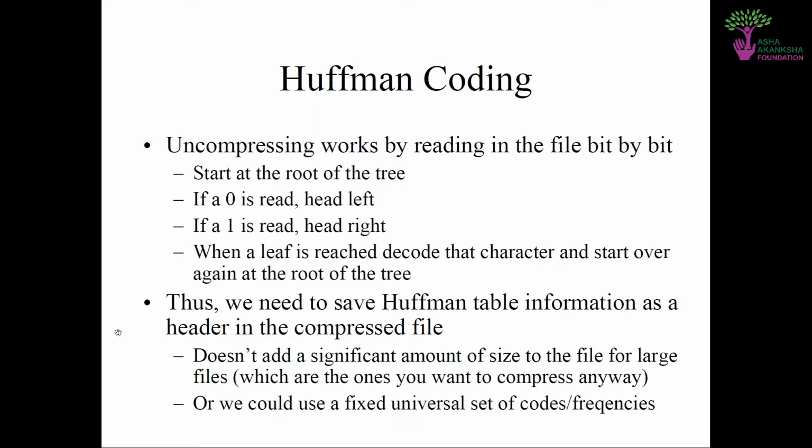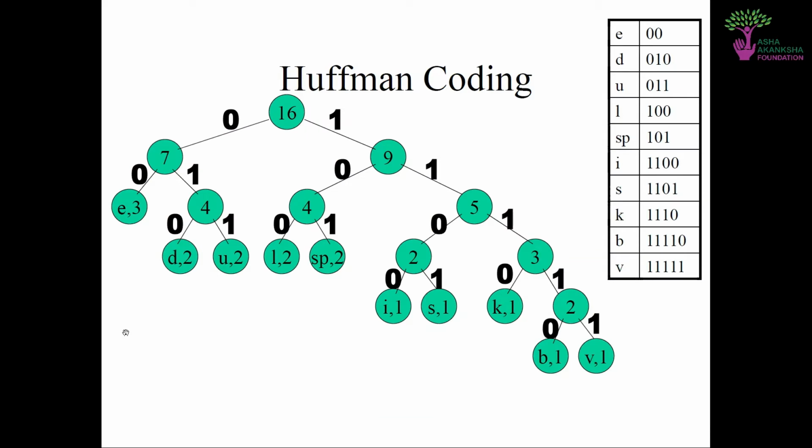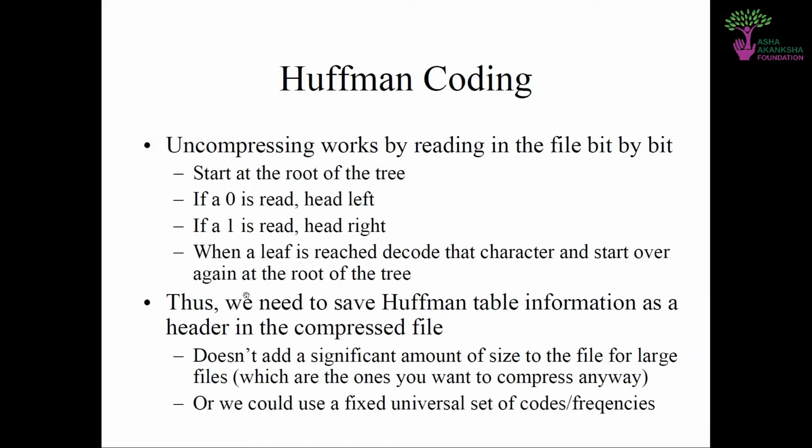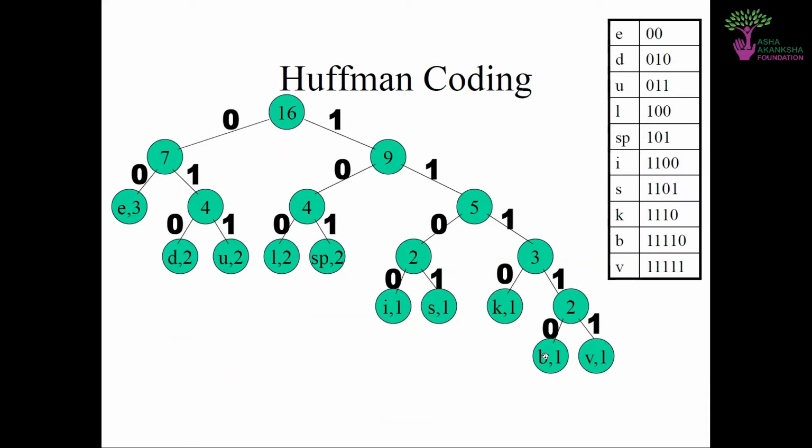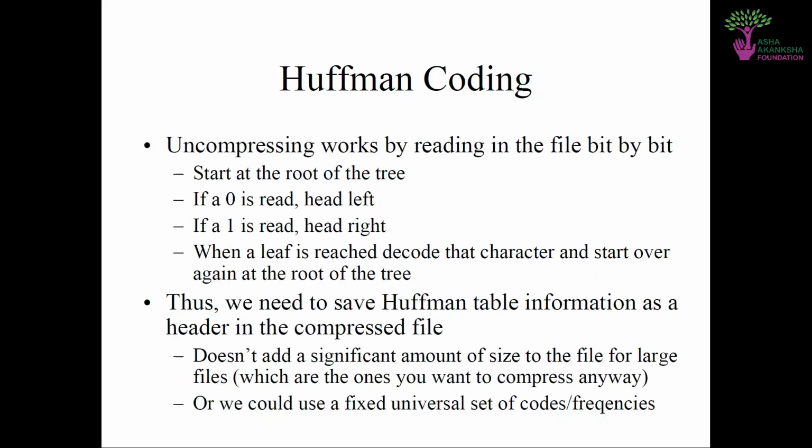Or, either you use this, in which we created a tree of our own. Here we created a tree of our own. What we could do is use a fixed universal set of codes and frequencies. There are universally accepted Huffman trees. If we use those codes to encode our message, then we can just use that same table to decode. In that case, the information is uniform, and we don't have to pass on the table every time, if we follow that universal set of codes.